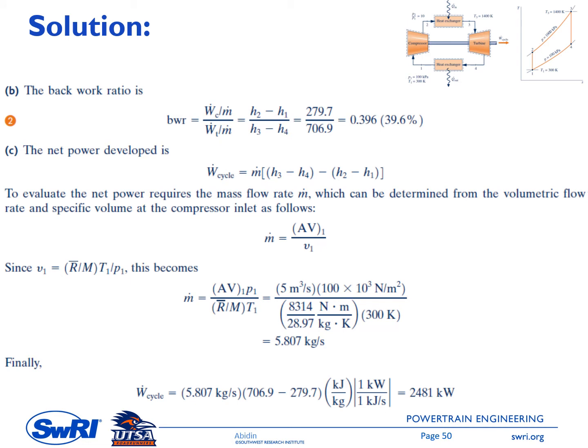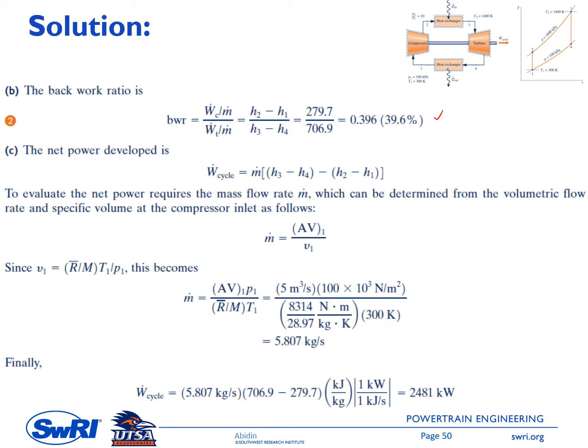The second question is the back work ratio. This is the ratio of the compressor work to the turbine work, so H2 minus H1 over H3 minus H4. So we'll get 39.6%. You can look back at the topic about the Rankine cycle and see what the back work ratio is for a Rankine cycle. I believe it's very small, it can be lower than 1%. So the back work ratio for a gas turbine cycle is much higher than the one for the Rankine cycle.